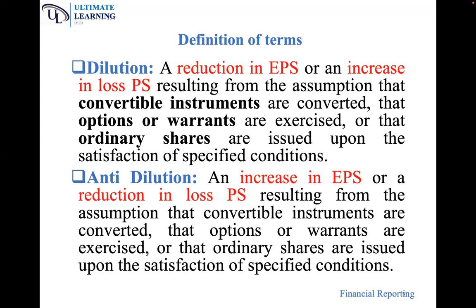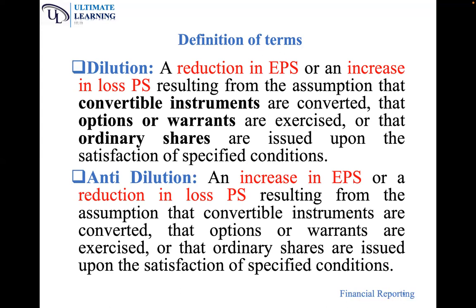And what causes this bringing down of the EPS or increasing the loss? It's as a result of convertible instruments being converted, options or warrants being exercised, or new shares being issued upon satisfaction of certain conditions. Now, the opposite of dilution is anti-dilution. So if dilution is a reduction in EPS, anti-dilution will be an increase in EPS. If dilution is an increase in loss per share, anti-dilution will be a decrease in loss per share. The other terms remain the same.